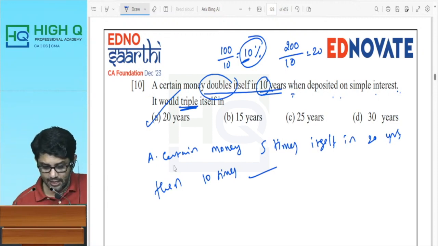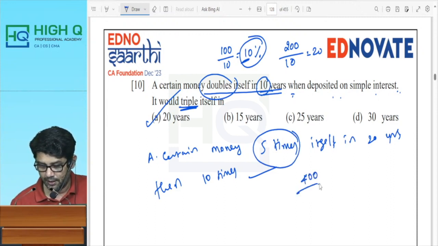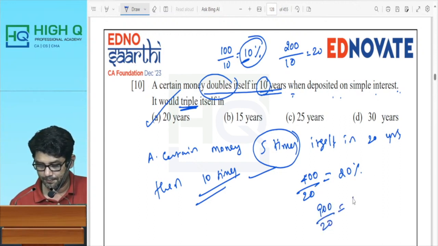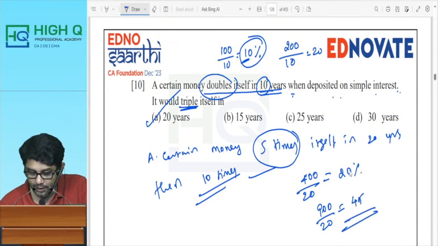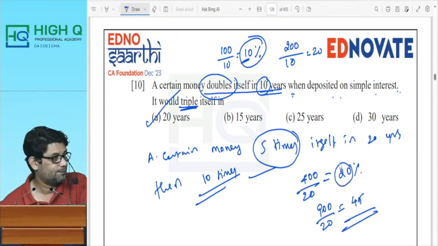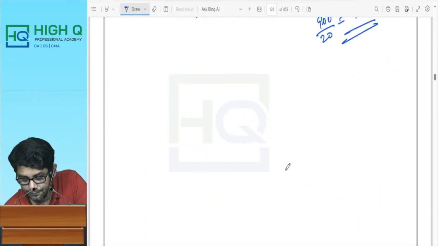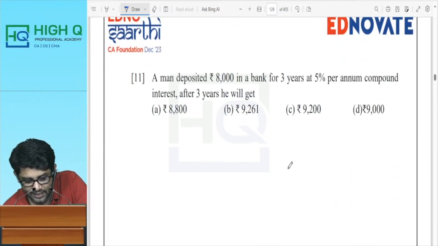A certain money becomes 5 times itself. 5 times means what, my dear? 400 divided by 20, so the rate of interest becomes 20%. 10 times itself in 900 divided by 20, which is equal to 45. Actually, see, this 20 is to be used. 45 is the right answer.